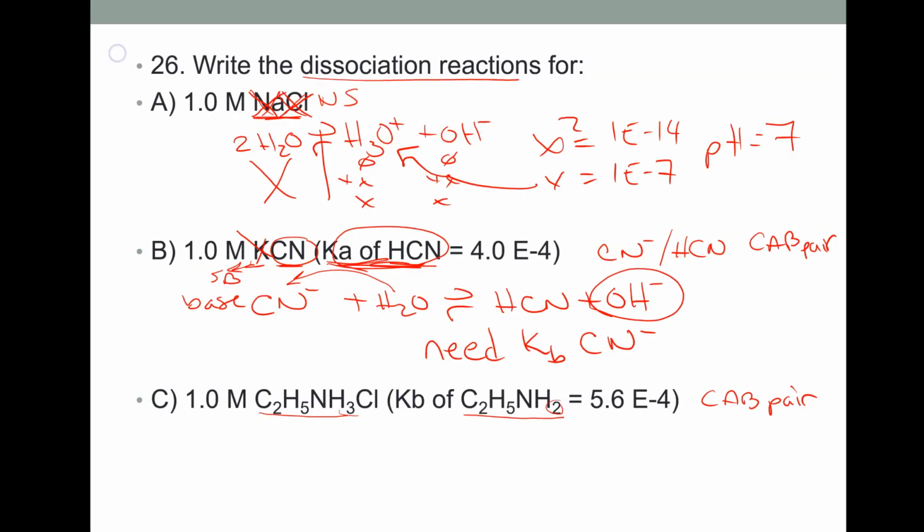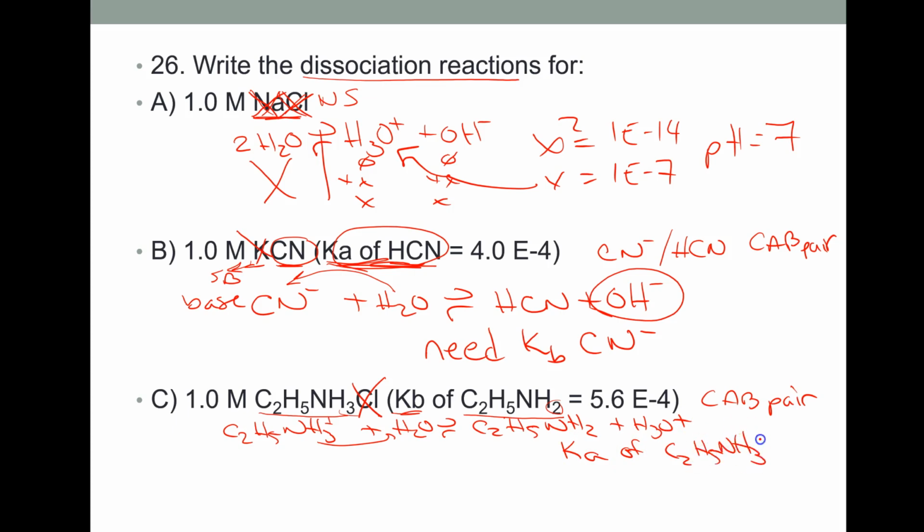All right, so from the current slide. For this one, they're a conjugate acid-base pair. If that's the base, Kb, then this thing must be the acid. Cl is a spectator from strong acid, HCl. So your reaction is C2H5NH3 plus H2O goes to C2H5NH2. It donates a proton and H3O plus, and you need the Ka of C2H5NH3 plus. And it is the conjugate acid-base pair of this guy.